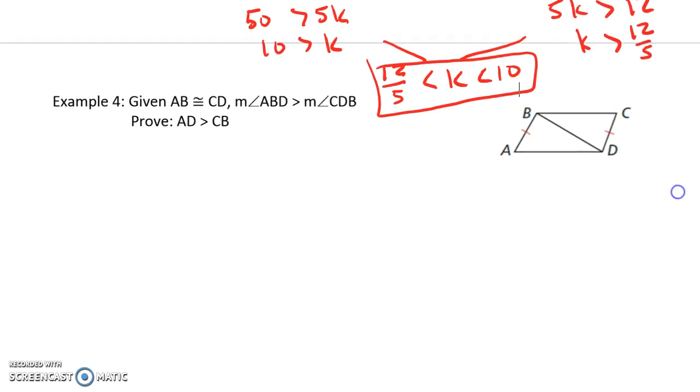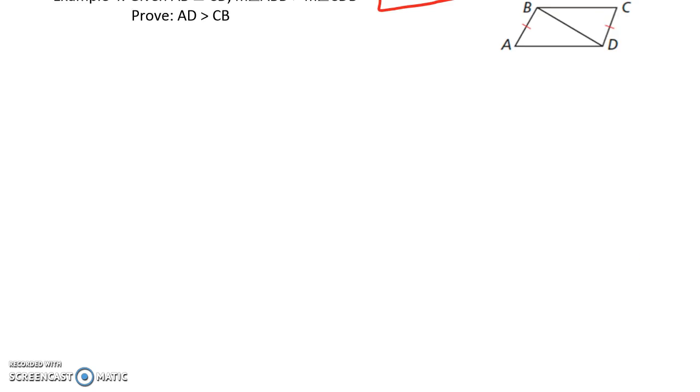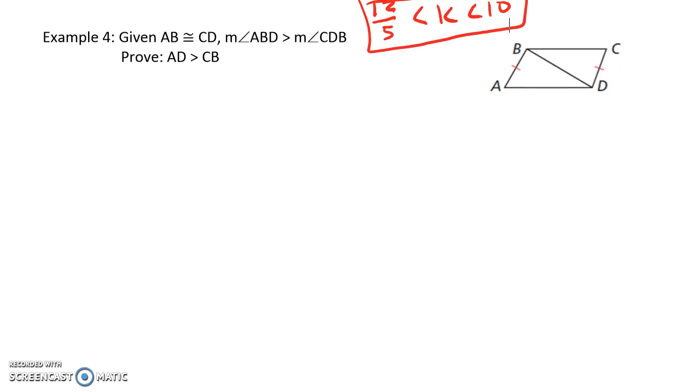But let's do a direct proof. I know we spent some time earlier doing indirect proofs, but now let's do an actual direct proof. And I didn't realize I had some typos, so I'm going to put the segment lines above those two. All right. So I am given AB is congruent to CD, which is right over here, right? And angle ABD, that measure is greater than angle CBD. How do I prove that AD is greater than CB?